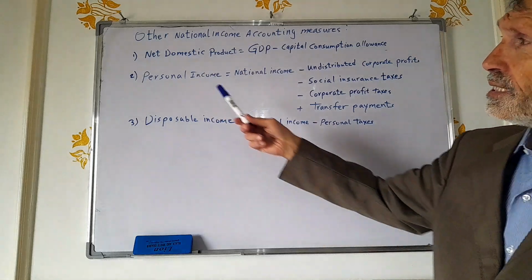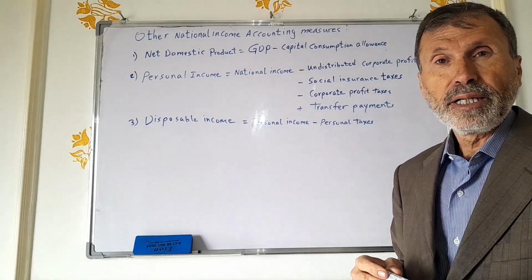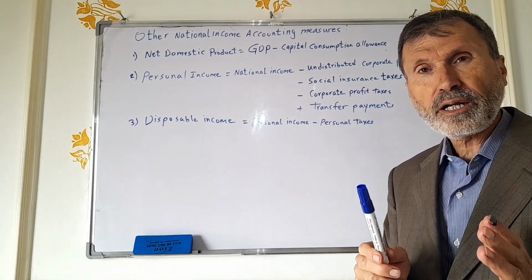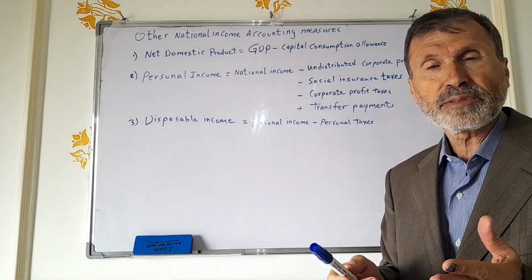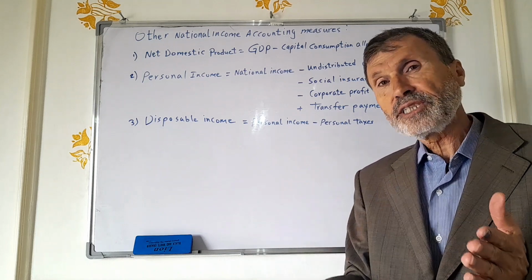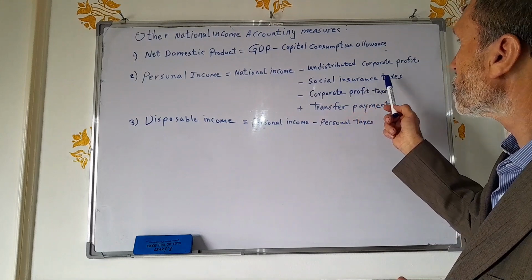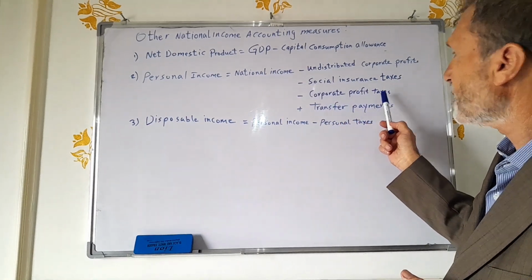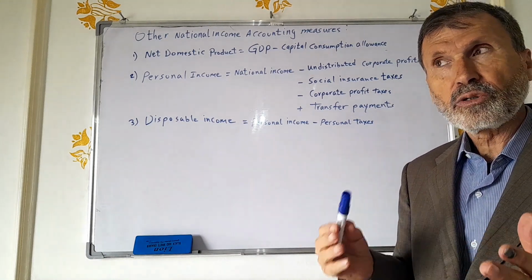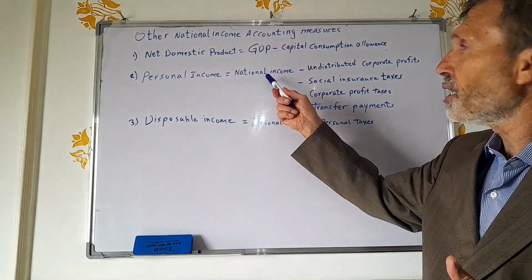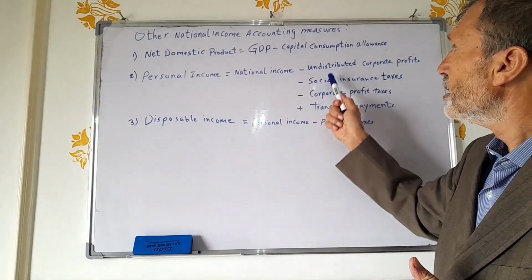Now we move to the second measure of output, which is called personal income. Personal income is the amount of income that individuals actually receive, because there are certain incomes that are earned but not received, such as undistributed corporate profits, social insurance taxes, and corporate profit tax. These are earned income but not received. So we have to take them away from national income, because these are not received income.